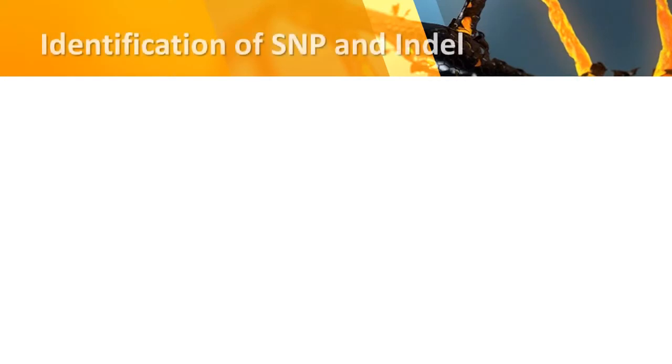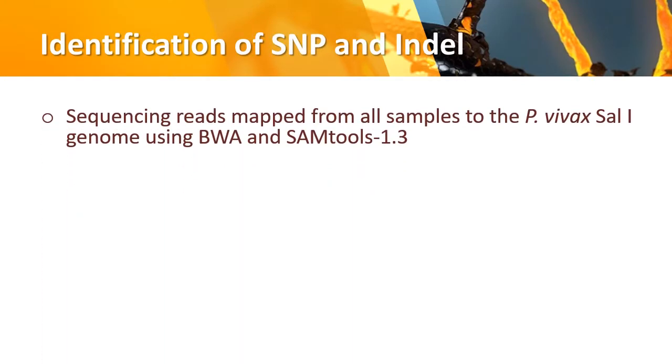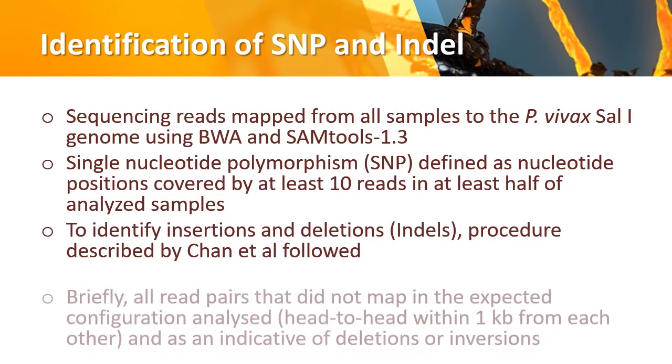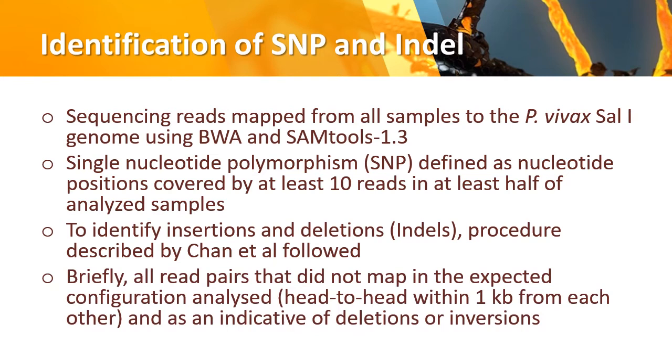In identification of SNPs and indels, they mapped sequencing reads from all samples to the Plasmodium vivax Salvador 1 genome using BWA and SAMtools 1.3. In their study, a SNP was defined as a nucleotide position covered by at least 10 reads in at least half of the analyzed samples. To identify insertions and deletions, which are indels, we followed the procedure described by Chan et al. Briefly, we analyzed all read pairs that do not map in the expected configurations and might be indicative of deletions and inversions.